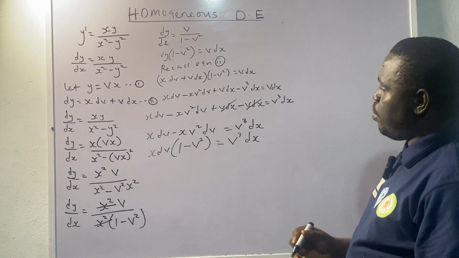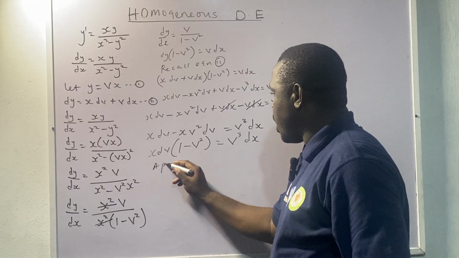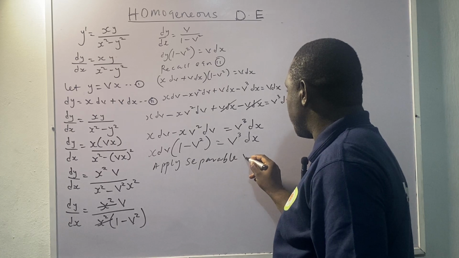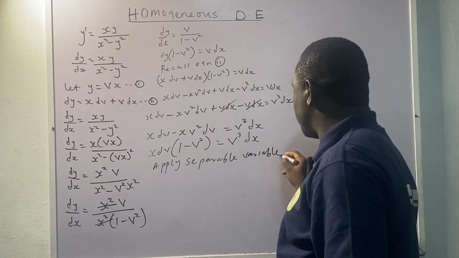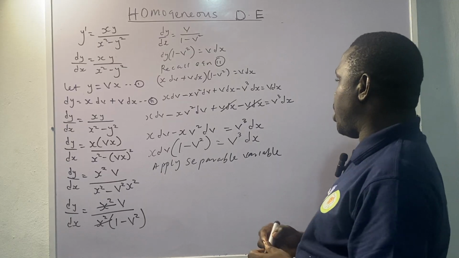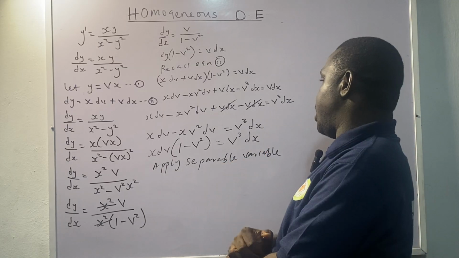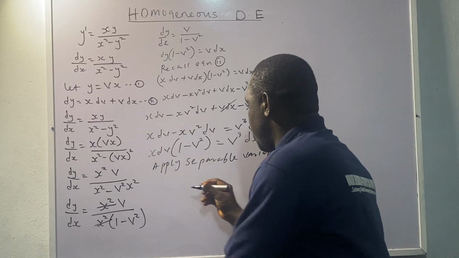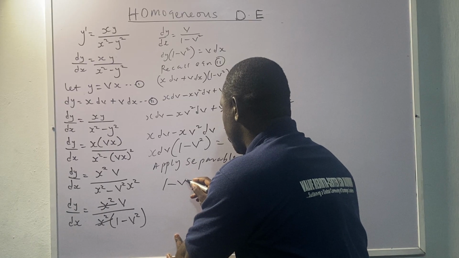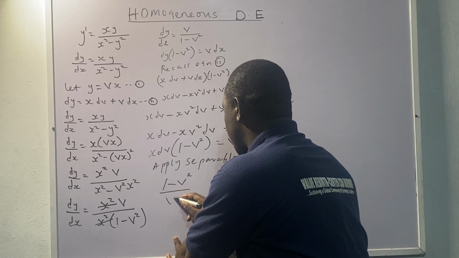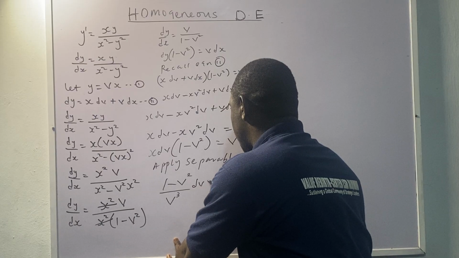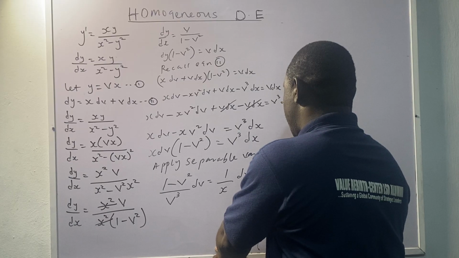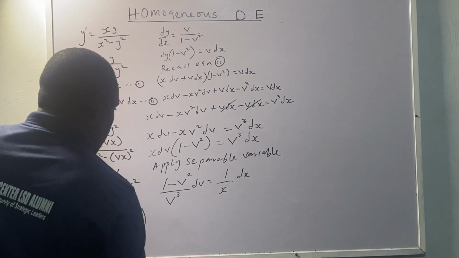Okay, so from here we can apply separable variable. So you can apply separable variable here. And to apply separable variable here is also simple. Take this down here, take this one down here. So we have one, and then we have 1 over x dx. So what's the next thing?